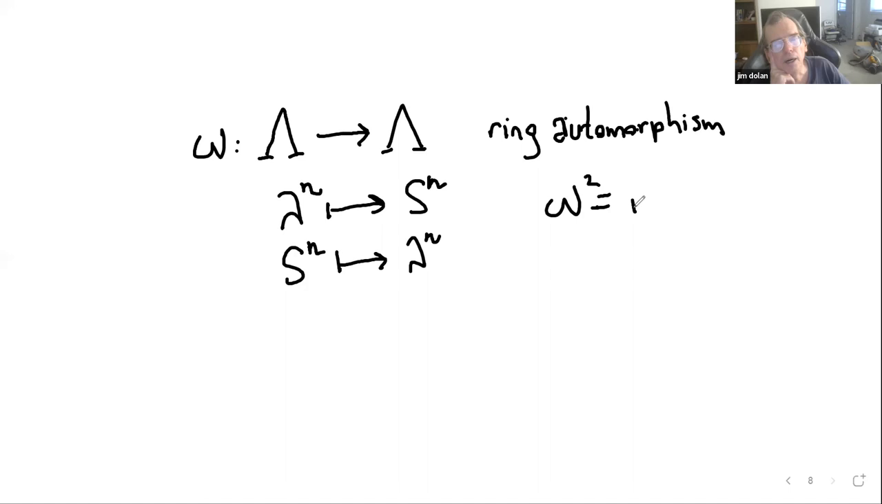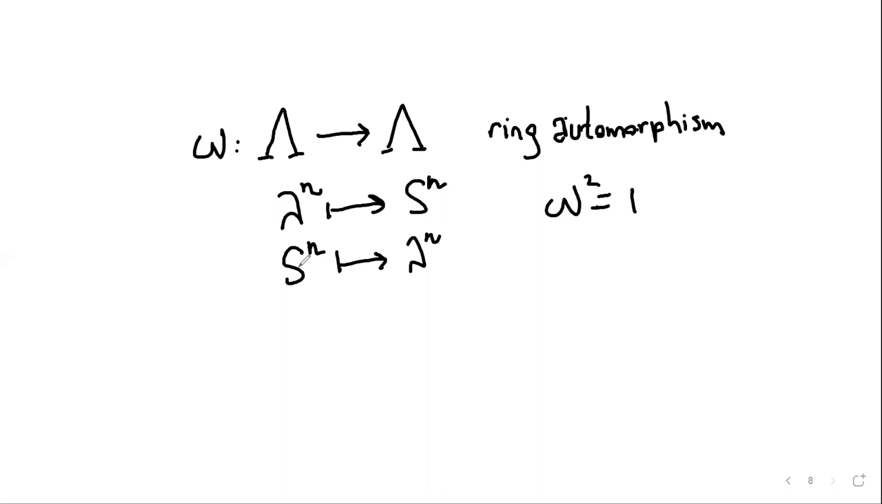Why does being an involution mean that it's an automorphism? Because it's its own inverse. Oh, as opposed to a homomorphism. Yeah, as opposed to an endomorphism. So it gets to be a homomorphism just because we could send these lambda ends to anything and get a homomorphism. But sort of, in some sense, the miracle is that if you do it twice, you get back where you started from.